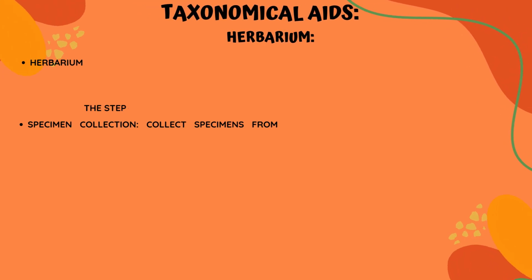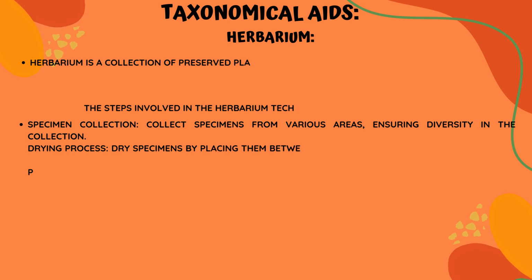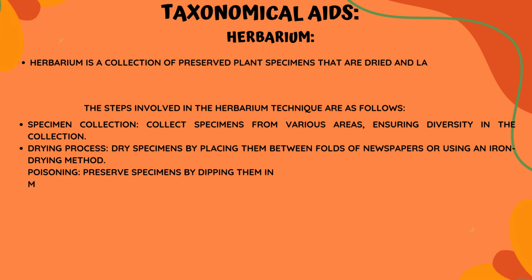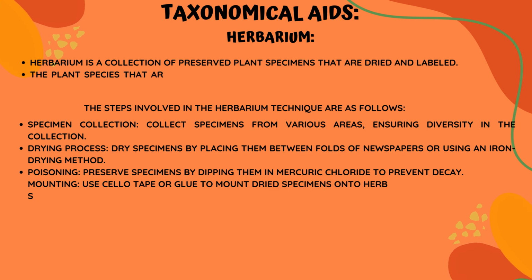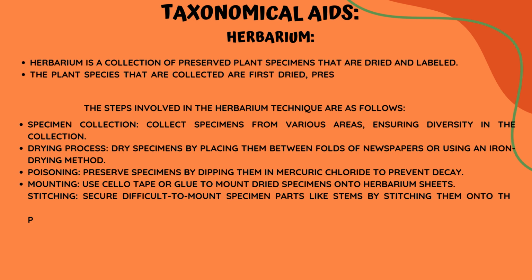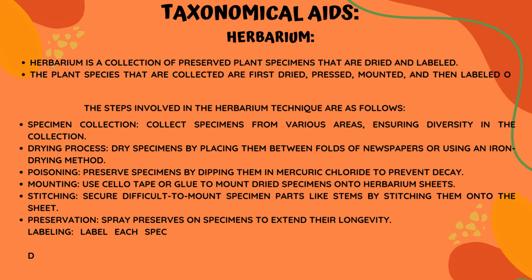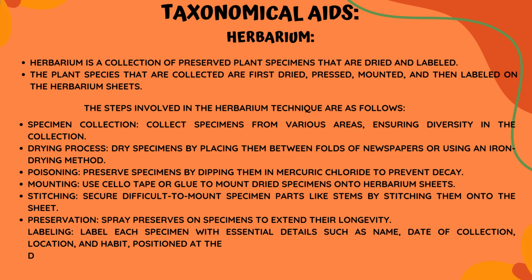Coming to herbarium. A herbarium is a collection of preserved plant specimens that are dried and labeled. The plant species are collected and first dried, pressed, mounted, and then labeled on the herbarium sheets. The steps involved in herbarium techniques are as follows: collecting various specimens from different areas, drying the specimen by placing them between the folds of newspaper or by iron drying them.